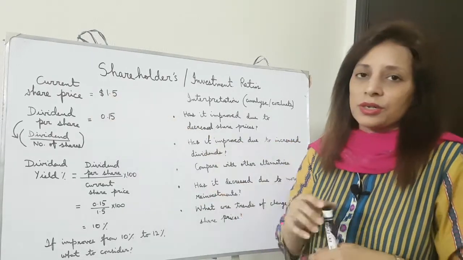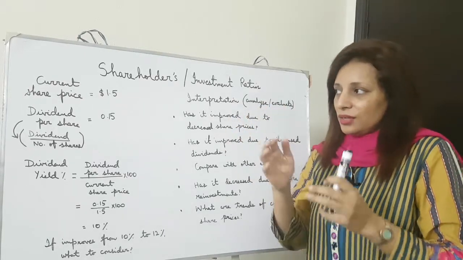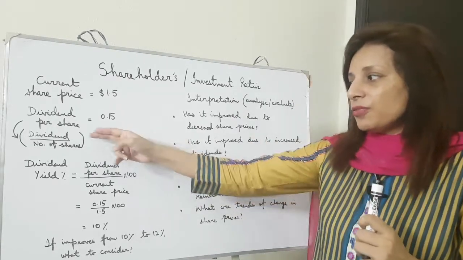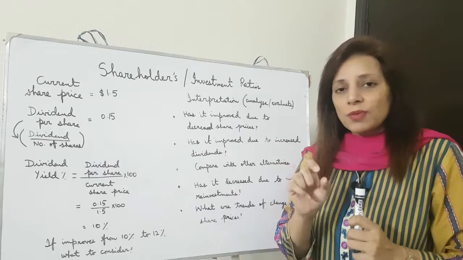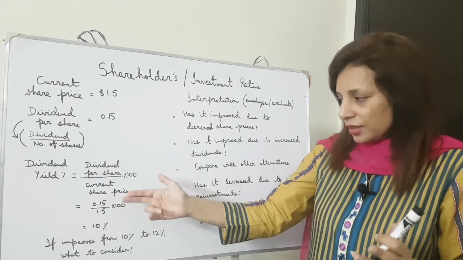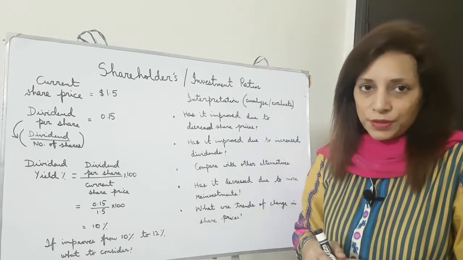Secondly, dividend per share. We will have the amount which the business keeps for the dividends to be paid to the shareholders. So we have to divide that by the number of shares. In this way, we will get dividend per share. So the values I have taken, that is 0.15 divided by 1.5 multiplied by 100, the answer is 10%.